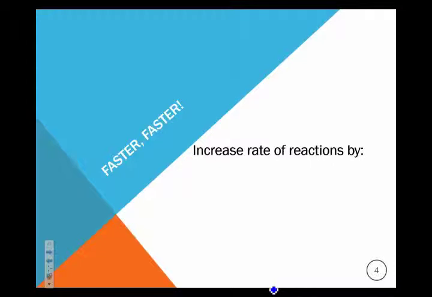You can make reactions go faster. You can increase that rate. If we just pause for a moment and review what we know to be true about what makes a reaction occur: we have to have things collide. They have to have a certain amount of energy to pay the cost of doing the reaction, and they have to have the correct orientation.